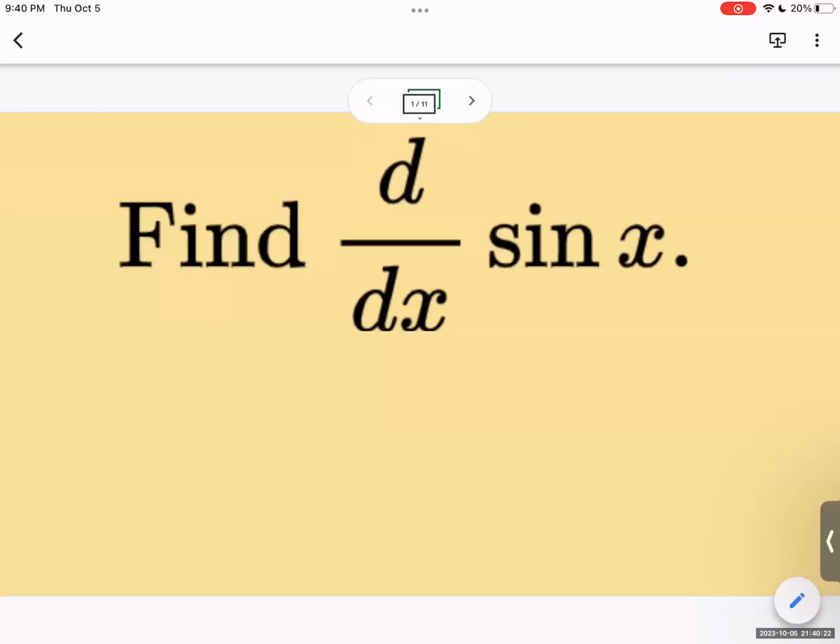So today we're going to talk mostly about how to find the derivative of sine x and what we can use that with and for.